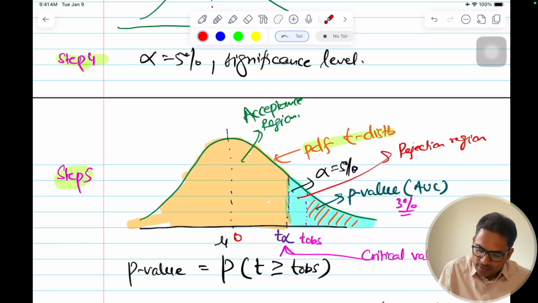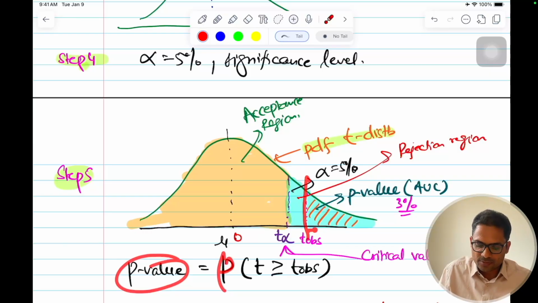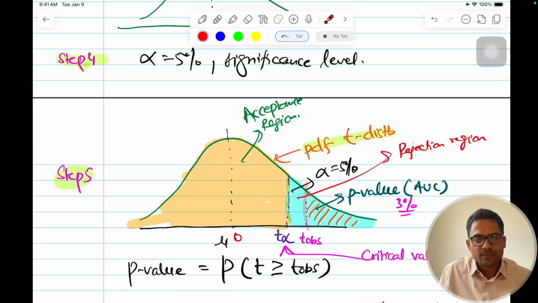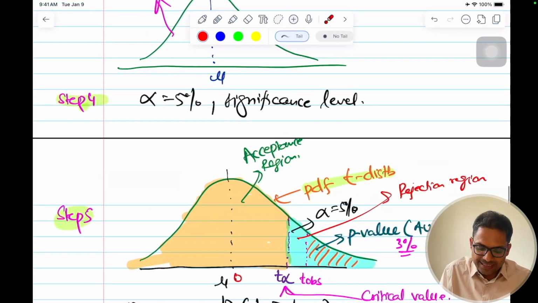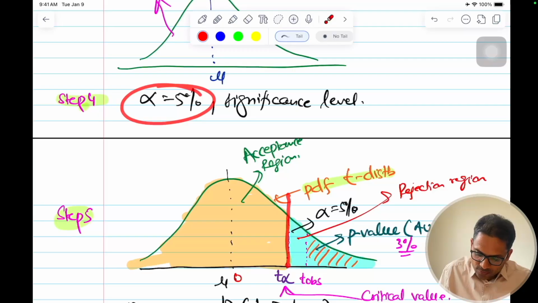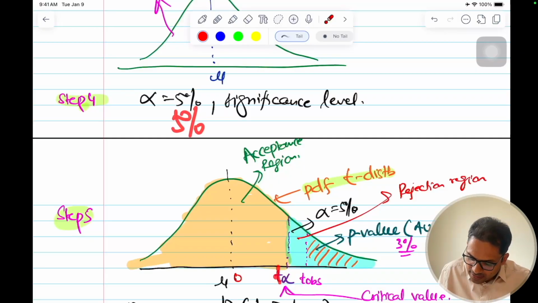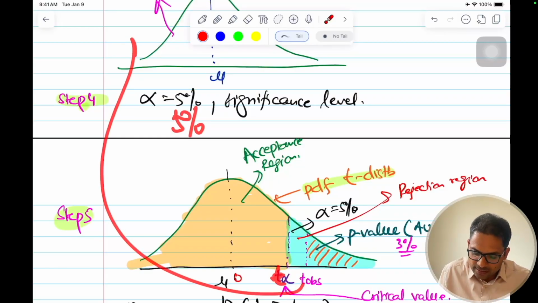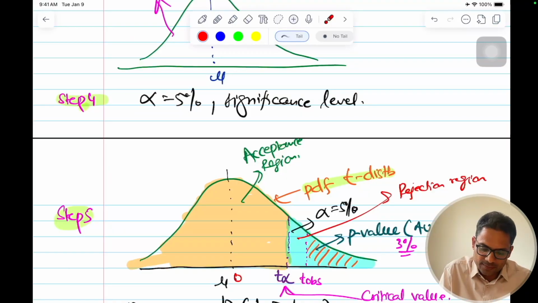So the P value is the area under the curve beyond T observed, that is, for T greater than or equal to T observed. We get this value from the table. Similarly, for the significance level, we get the value of T alpha, which corresponds to the 5% area under the curve. We get T observed from here and T alpha from here, so we can easily compare where my T alpha is.